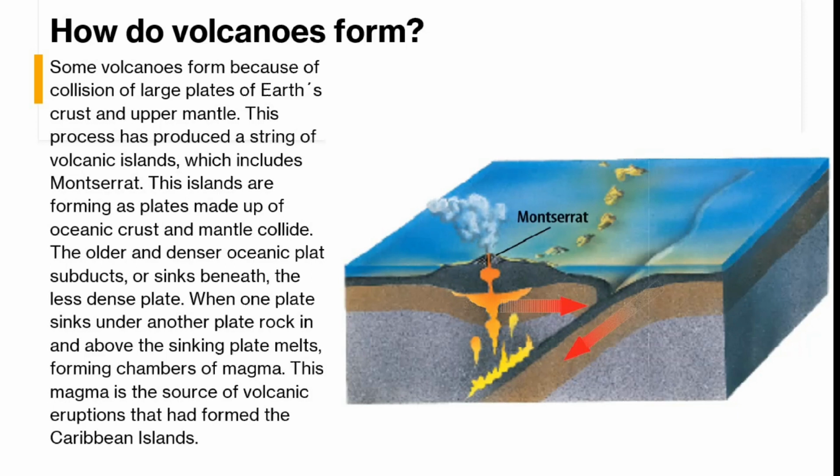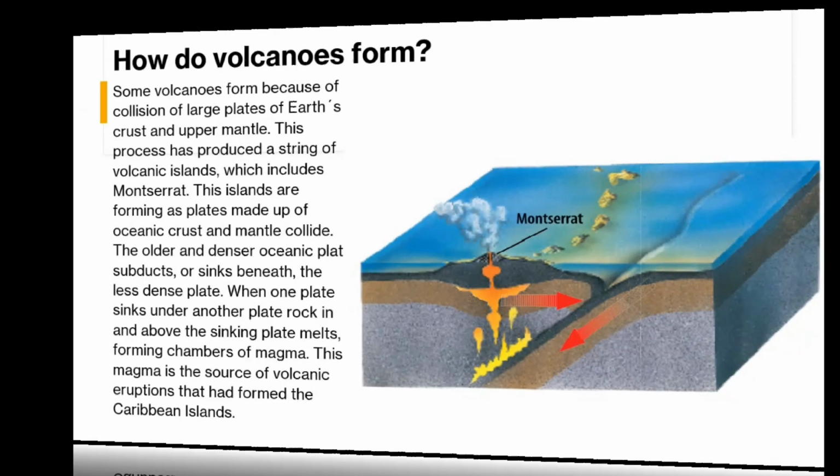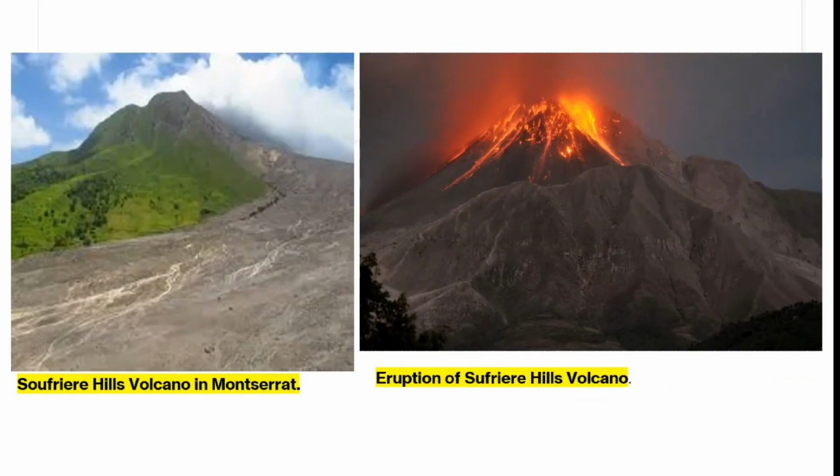When one plate sinks under another plate, rock in and above the sinking plate melts, forming chambers of magma. This magma is the source of volcanic eruptions that formed the Caribbean islands. Soufriere Hills volcano is on the island of Montserrat and was considered dormant until recently.